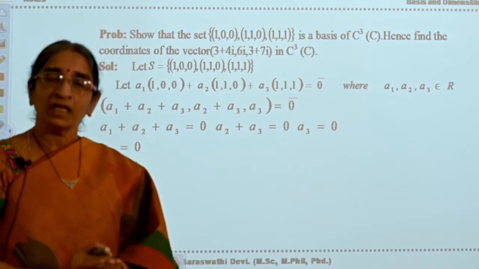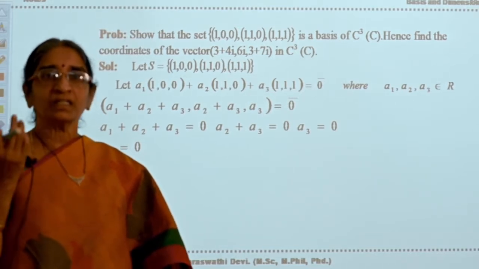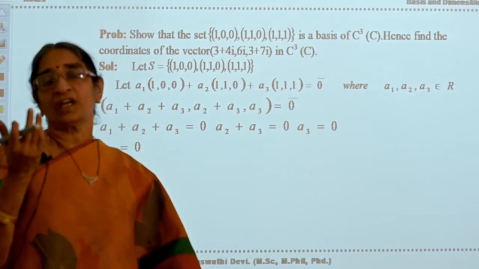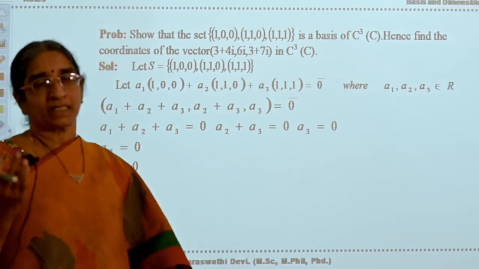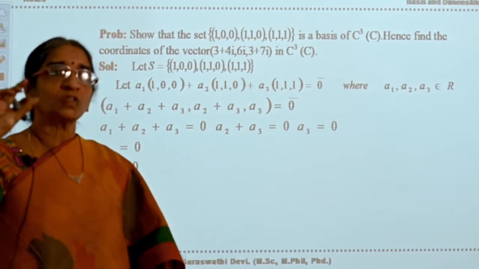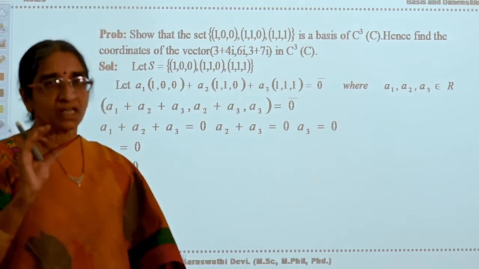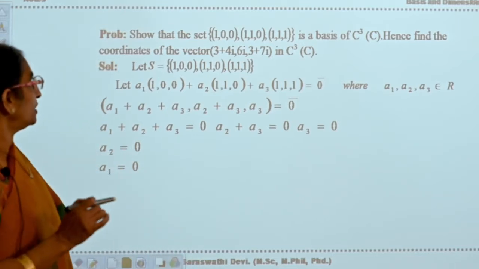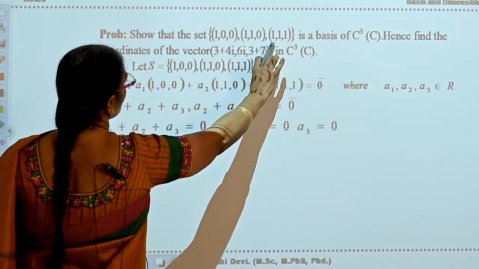When will you say that any given set is linearly independent? The given set is linearly independent if the linear combination of the elements of that set equated to 0 implies all the constants existing in that linear combination are zeros. Then you will say that that set is linearly independent. Now see, here S is {(1,0,0), (1,1,0), (1,1,1)}.